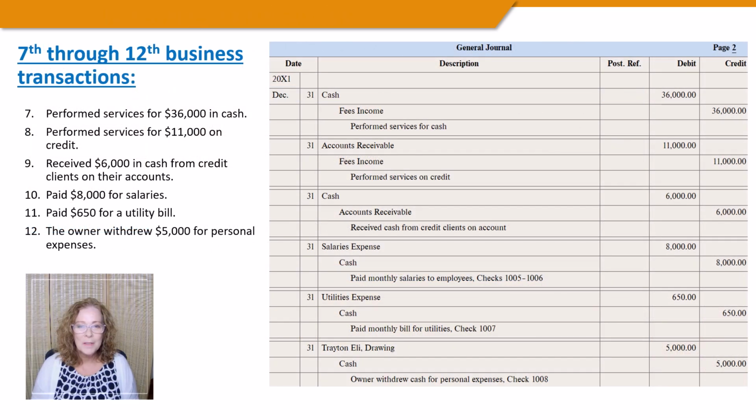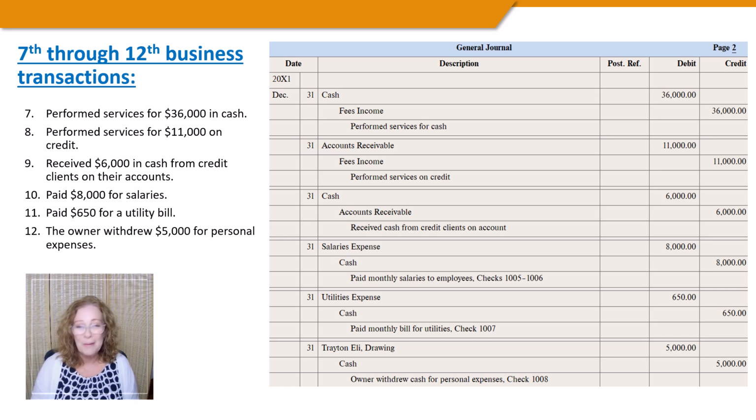These final 6 business transactions and journal entries are for revenue, expense, and a withdrawal transaction. Revenue transactions should be supported by invoices and potentially a contract between the client and Eli's Consulting. The supporting documentation for salaries and wages is the payroll register, and the support for the utilities expenses is the utility bill. For Trayton Eli's withdrawal, I would like to see a document signed by Trayton acknowledging that he received $5,000. Now let's talk about the journal entries.